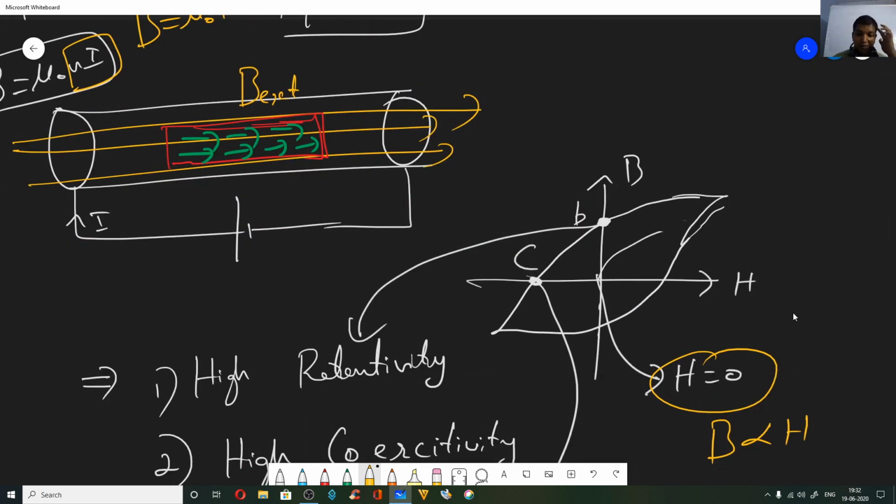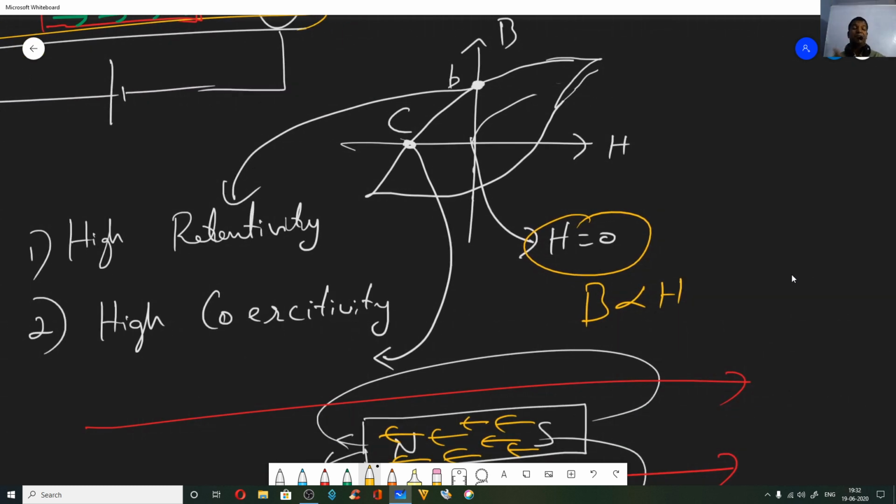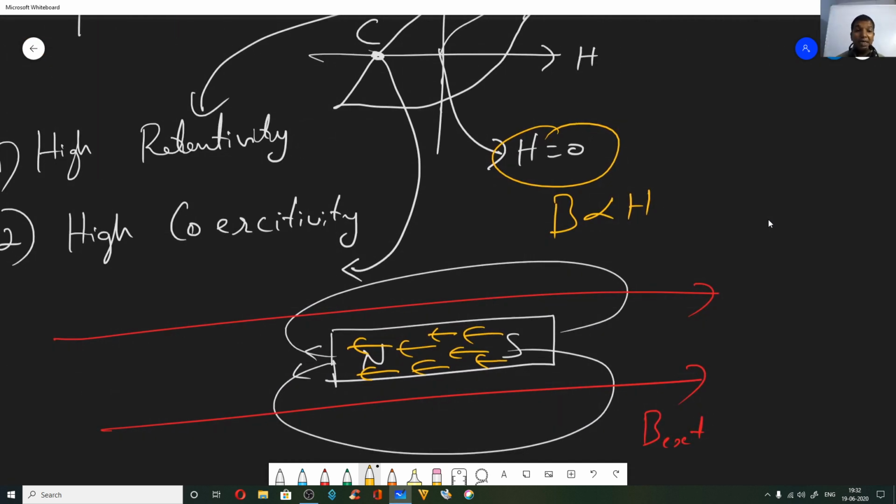H which is in the opposite direction has to be sufficiently strong to again disturb the dipoles completely so that the magnetization will become zero. So we need high coercivity. That means when this magnet is kept in an external, or you can say stray, unwanted magnetic field, it must not disturb the arrangement of the dipoles.